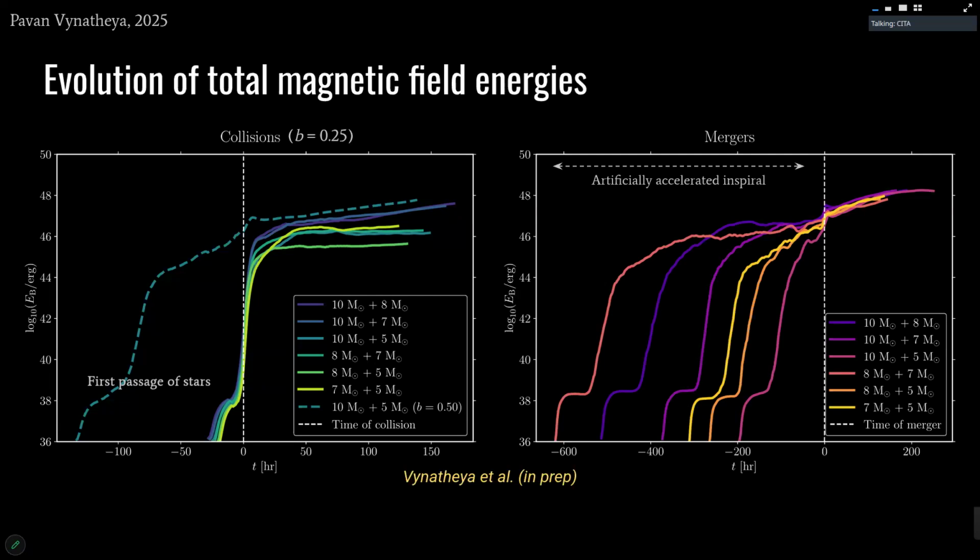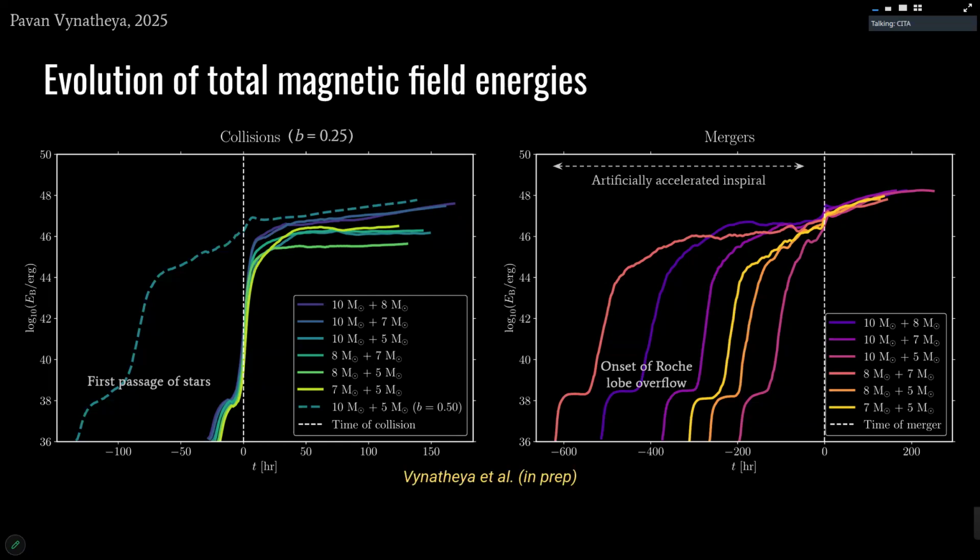Yeah, so here's the same thing for the mergers. They are much longer because they take more time. And this is the phase of artificial acceleration. There's a slight saturation here, and there's an increase in magnetic field when Roche lobe overflow starts. And then it increases. And finally, again, after merger, it increases quite a bit before saturating.